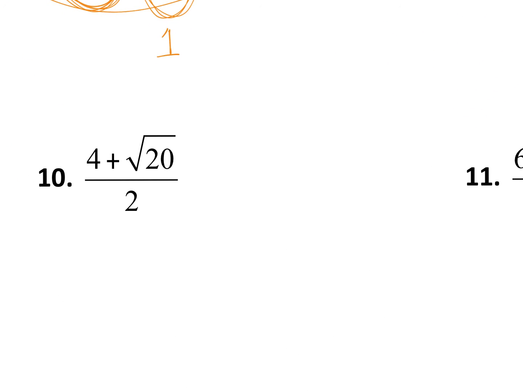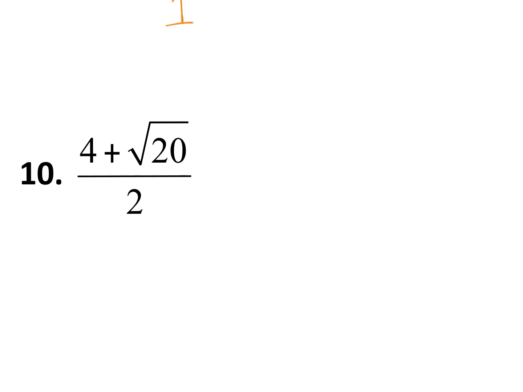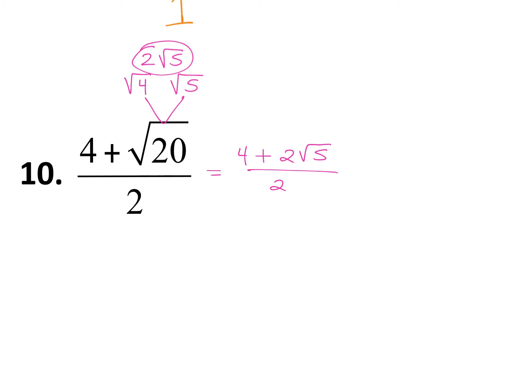Okay. Now they start to look a little bit fancier because now we have these operations in between. With a plus here, you cannot divide just the 4 by 2. You have to divide everything by 2 because it's an expression, right? There's an operation happening there. So what we do first is we break this square root of 20 down. What perfect square is 20 divisible by? 4. So this is the square root of 4 times the square root of 5, which is really 2 times the square root of 5. Okay, so right now our problem is 4 plus 2 rad 5 over 2.